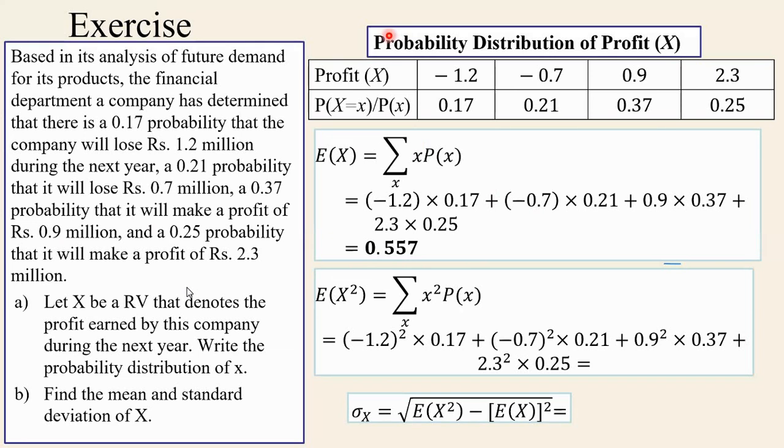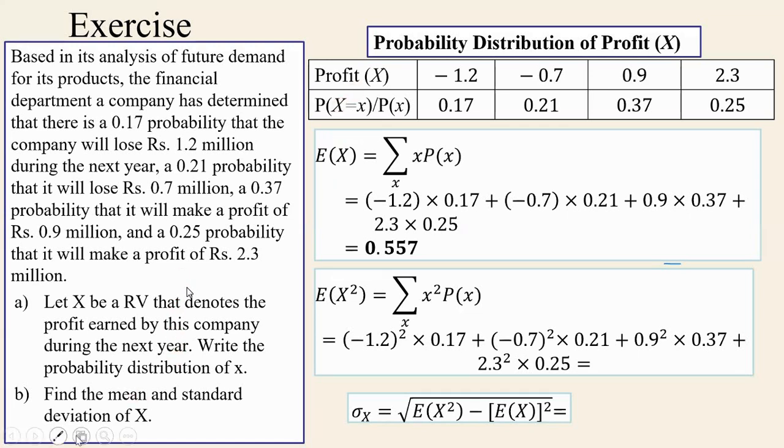So here now I am looking at how we are creating the probability distribution of profit. The profit is denoted by X. First we have to list the values of random variable X, and the corresponding values are minus 1.2, minus 0.7, 0.9, 2.3. And the corresponding probabilities are 0.17, 0.21, 0.37, 0.25. Then write the probability distribution. It is the answer for part A.